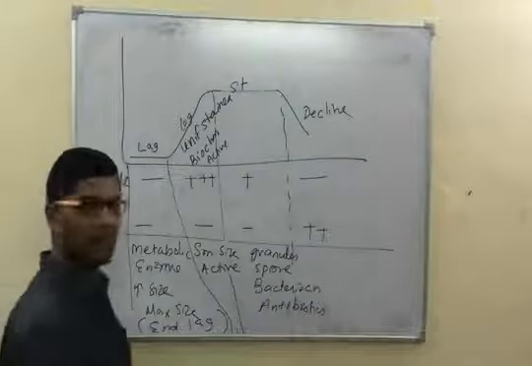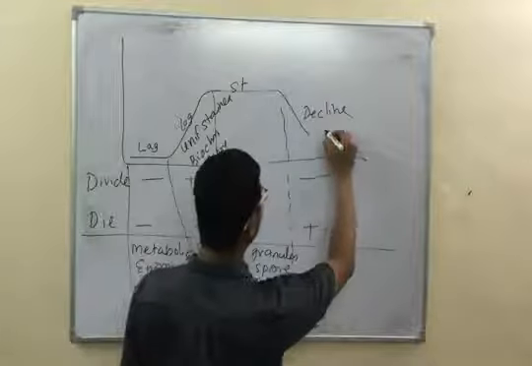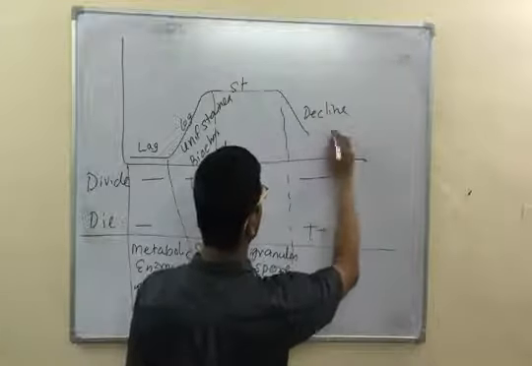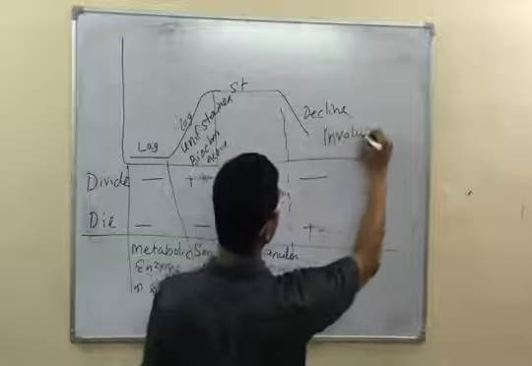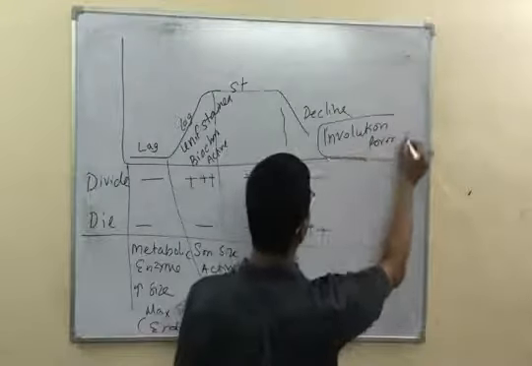Hence the number falls down. The viable number falls down. And in this phase, in the decline phase, involution forms are seen in stationary phase and in decline phase.